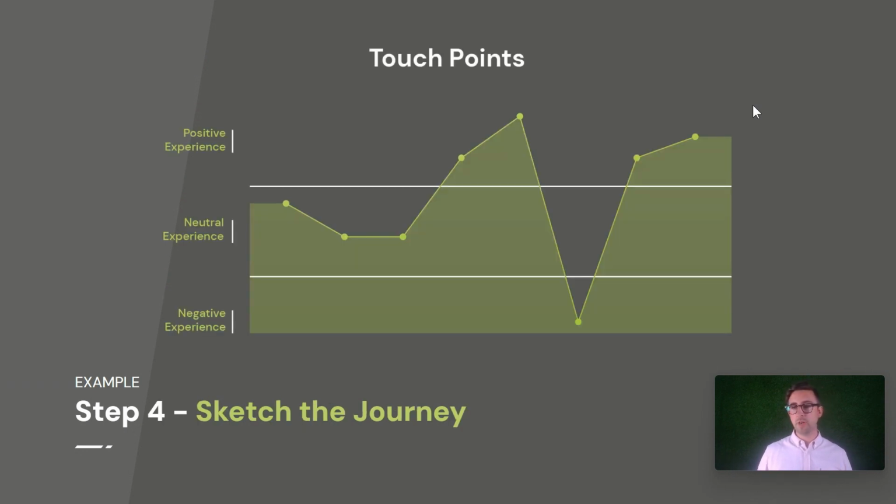Then for step 4, about sketching out that journey. So we've got our 8 touch points here. We're looking at the positive experience, the neutral experience, and the negative experience, so that we can see where things are working well and where things maybe need to be improved.